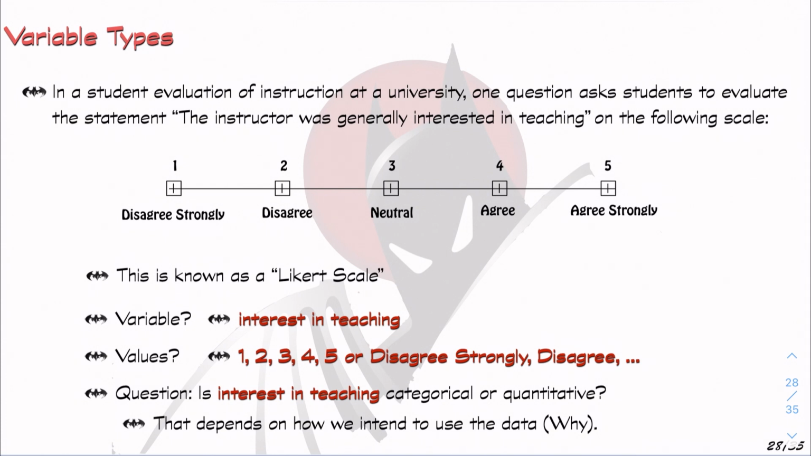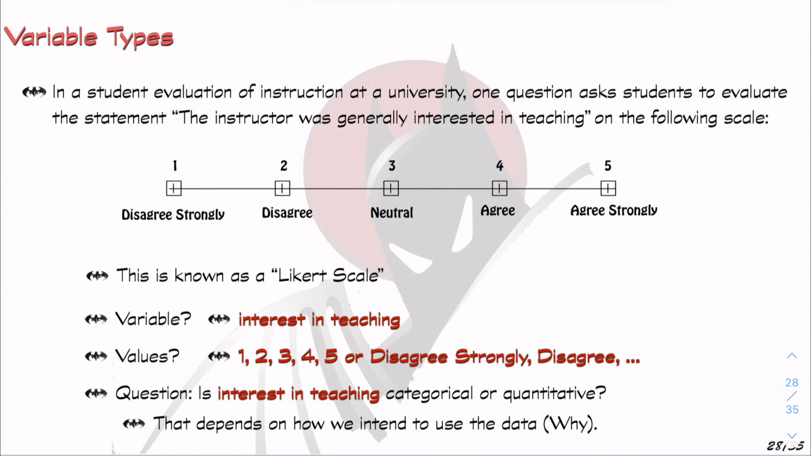Another thing that you might be familiar with, at least in this class, because I provided you this, is a Likert scale. In a student evaluation of instruction at a university, one question asked students to evaluate the statement, "The instructor was generally interested in teaching," on a 1 to 5 scale, 1 being disagree strongly, 5 being agree strongly. And if we look at this Likert scale, this measurement tool, what's the variable here? The variable, if we read the problem, is the teacher's interest in teaching.